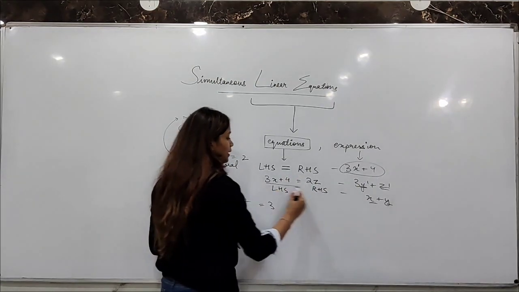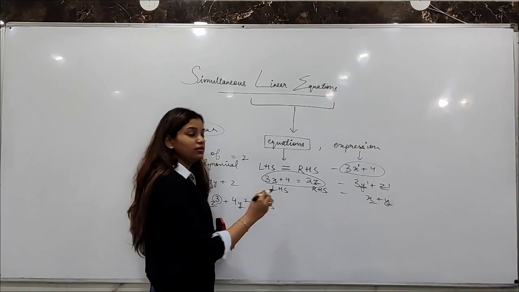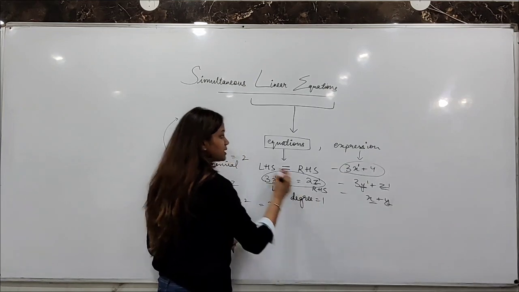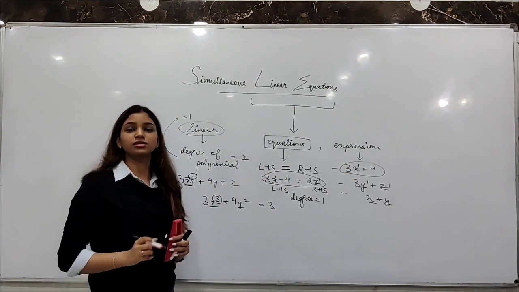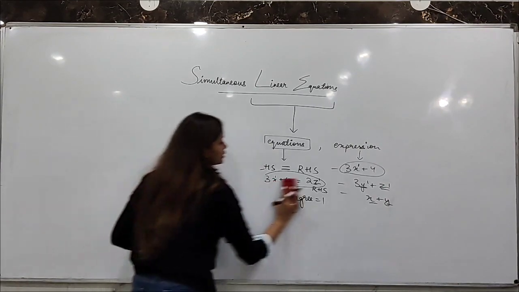अगर ये देखें, this is an equation. Variables are x and z. The powers are 1 and 1. So the degree is 1. Hence these are linear equations. I hope this much is clear. Moving further in this chapter.